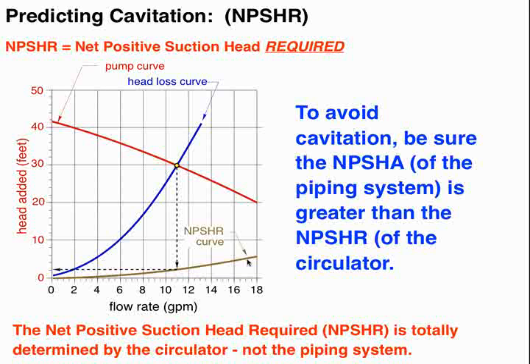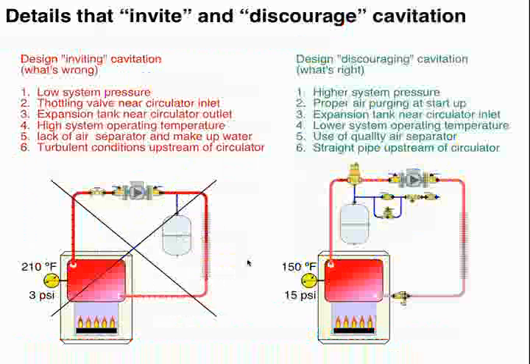So it's basically a matter of calculating that net positive suction head available and then looking up the net positive suction head required for the circulator, and you want to make sure that the available is greater than the required. And generally, we like to have a safety factor of about 2 feet of head there.